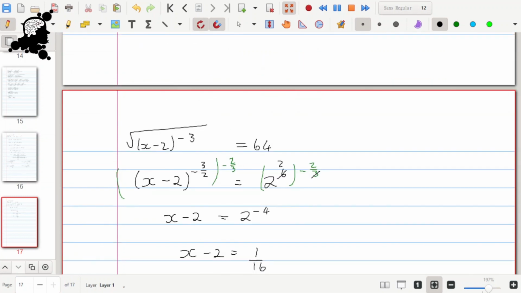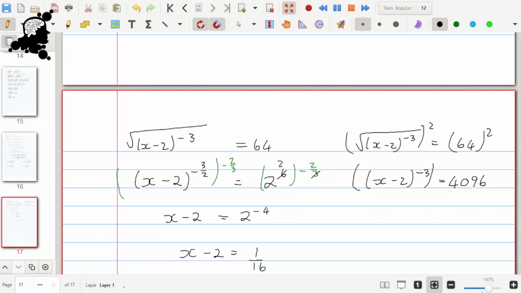If you didn't want to do it this way, what you could have done is, you could say, okay, we've got the square root of x minus 2 raised to the power minus 3. This is equal to 64. You could decide to square both sides so as to get rid of the square root sign. You will then remain with x minus 2 to the power minus 3 is equal to, and 64 squared is supposed to give you 4096.